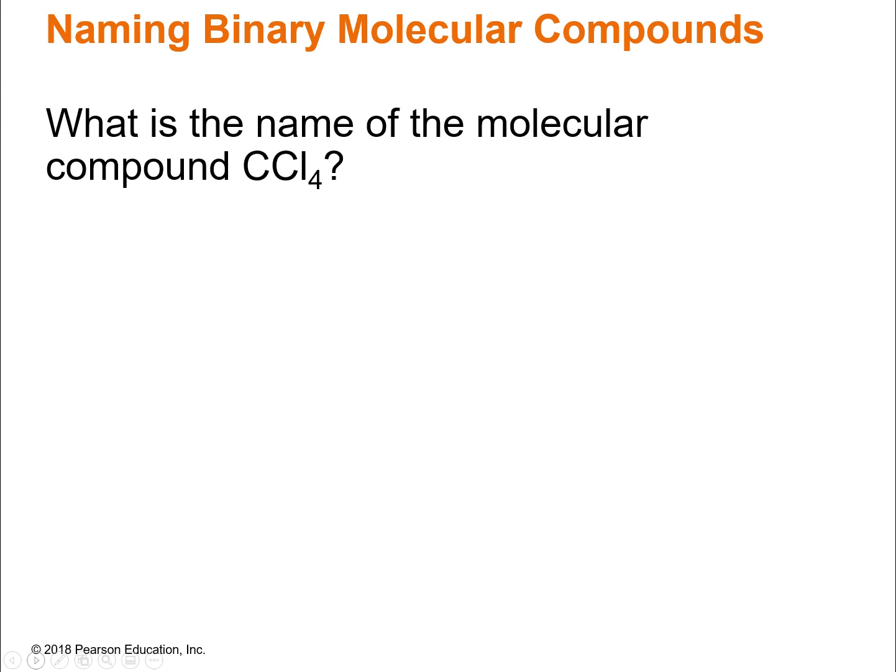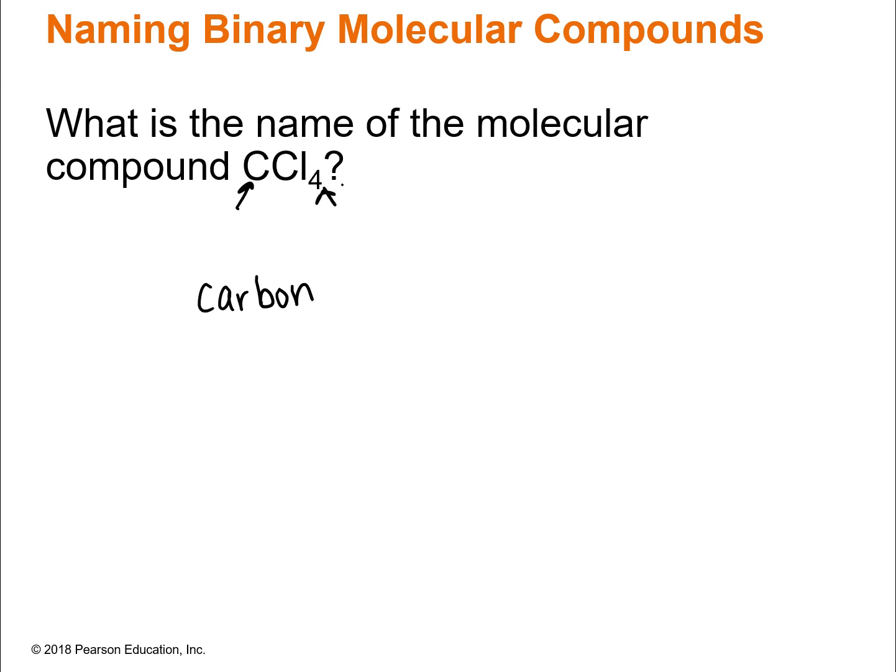Let's try another one. If it makes sense to you, then I'd recommend pausing and trying to name this one for yourself. The first element that we see is carbon. We don't see a subscript, so that means there's only one. Since it's the first element, we don't use mono. You just write carbon.